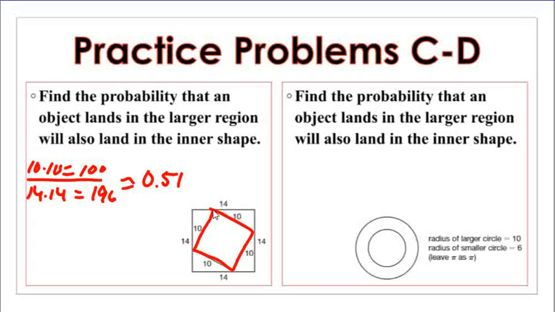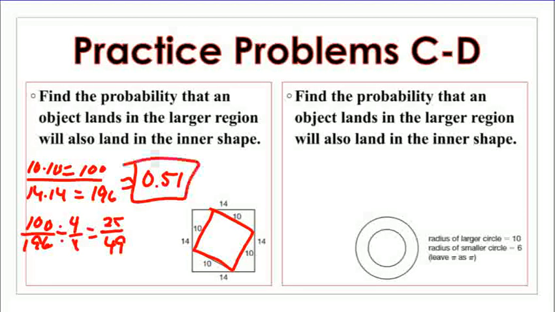If we wanted to keep it as a fraction, 100 divided by 196, we can divide each of these by 4/4. 100 divided by 4 is 25. 196 divided by 4 is 49. So you can either have 0.51 or 25/49.